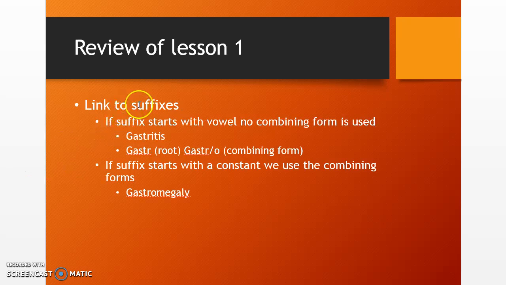Number two, you can link it to a suffix, right? If the suffix starts with a vowel, we don't use the combining form, just like we talked about gastritis, right? The root is the combining form is gastro. When the suffix starts with a vowel, we drop the O and we just have gastritis. Now, if the suffix starts with a consonant, we use the combining form. Here's the combining form, gastromegaly. Enlarged stomach, right?